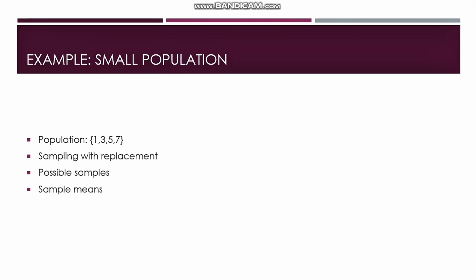This slide shows a simple example with a small population: 1, 3, 5, 7. We take samples of size 2 with replacement and calculate the mean of each sample. These sample means form a sampling distribution. Even with a small and simple population, we can see how the distribution of means is created.